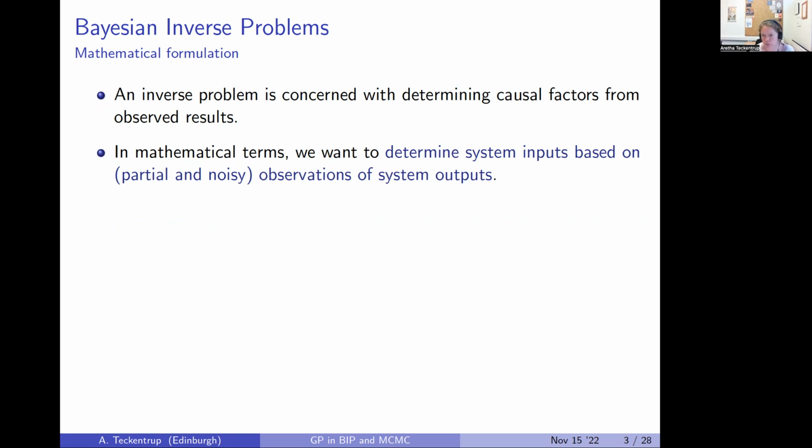So putting it a bit more mathematically, you want to determine the values of inputs that were given to a system based on partial and noisy observations that you have of outputs of the system. Right? So these are typically in applications where you can measure the outputs. So you can get observations of the outputs. You can't really directly get observations of the inputs, but you do want to know what the inputs are. And so you're using the observations that you have on the outputs to determine the inputs.